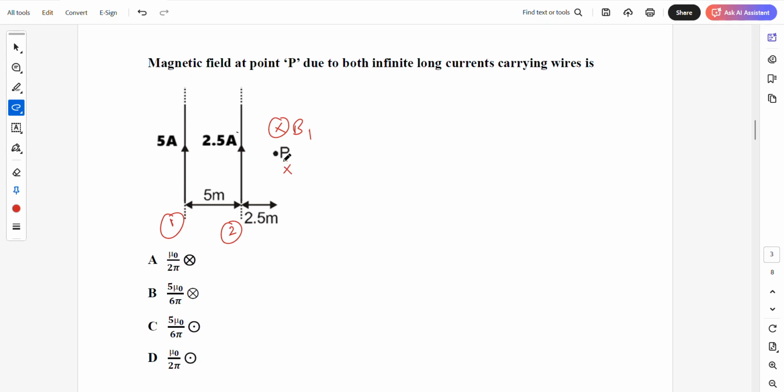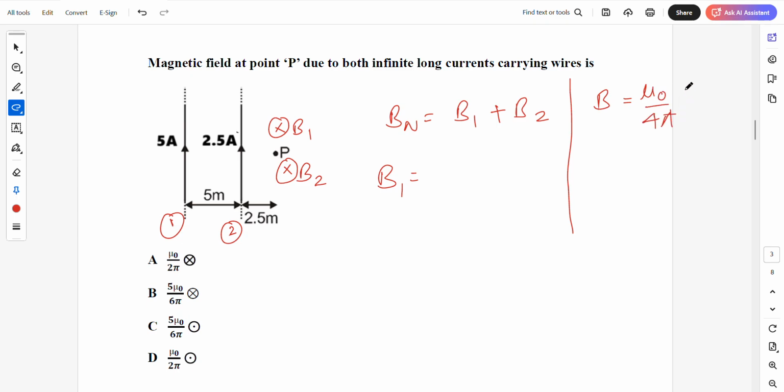Okay, B2 is also inside itself. Therefore, the net magnetic field will be B1 plus B2. What is the formula for the magnetic field for an infinitely long current carrying conductor? That is given by B equals mu naught by 4 pi into 2I by R, where R is the perpendicular distance.